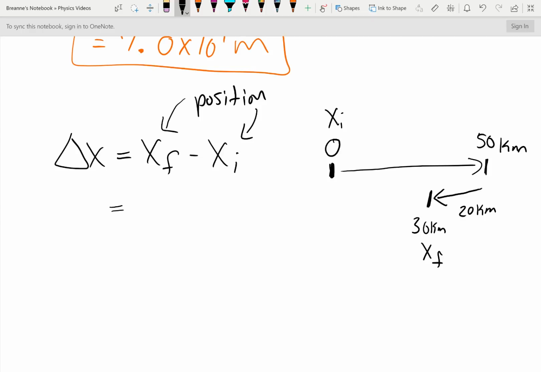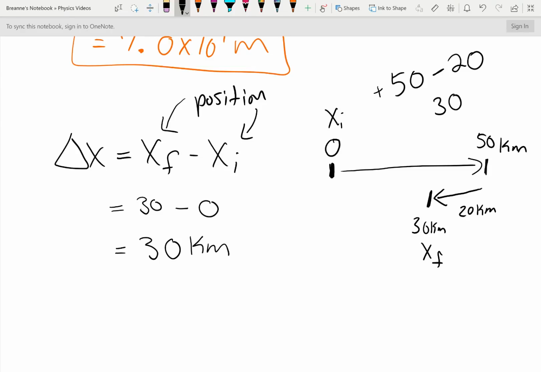Now, how I got 30 kilometers is 50 is positive, 20 is negative, because it's going to the left or going west. 50 minus 20 gives you 30. So now we can do our final position, which is 30. Our initial position is 0. And we get that our displacement is 30 kilometers.